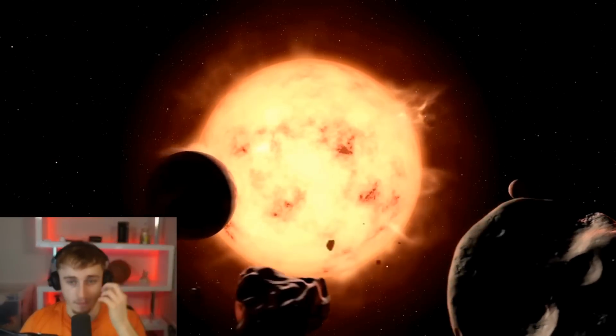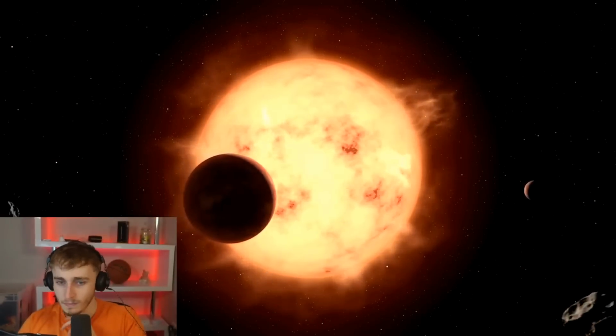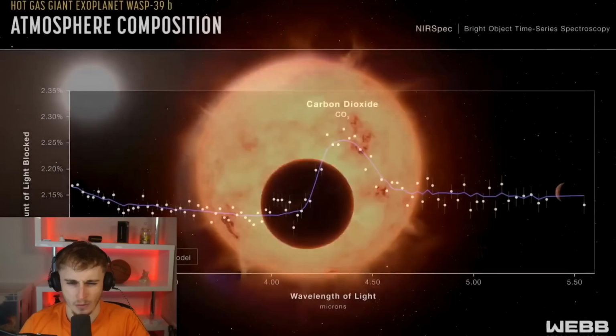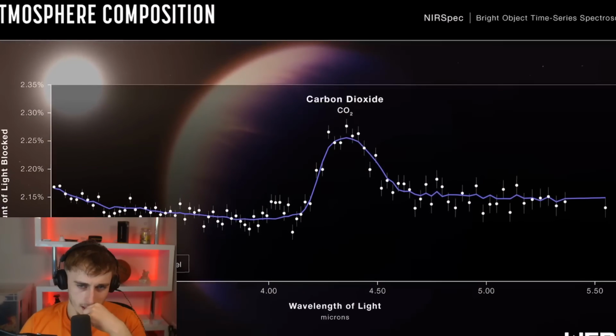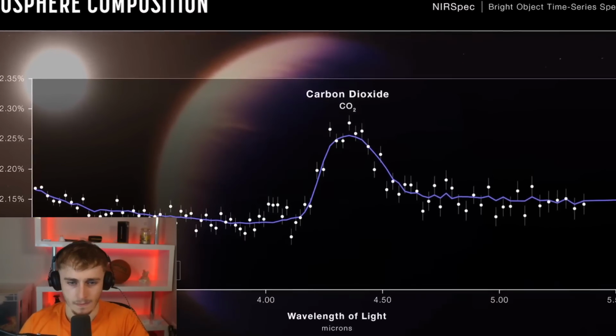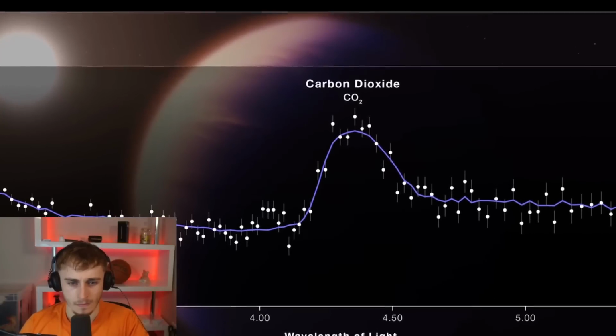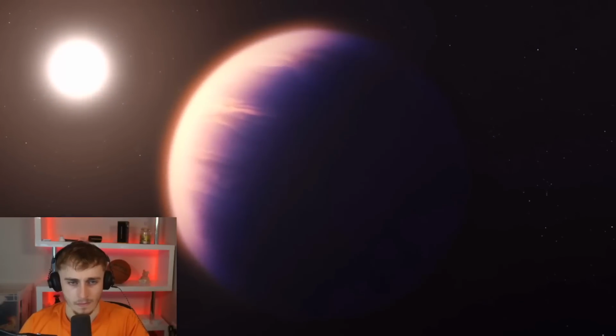First discovered in 2011, WASP-39b orbits close to its sun, making it extremely hot with an average temperature of 900 degrees Celsius. A team at Johns Hopkins University has confirmed the presence of carbon dioxide in WASP-39b's atmosphere, something no observatory has accomplished before. But WASP-39b had more to offer.